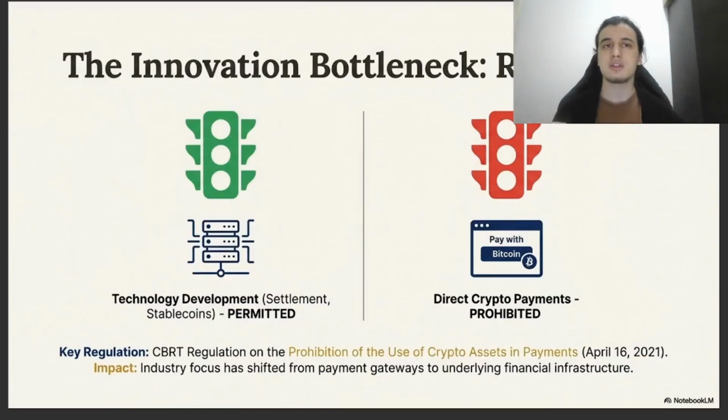The innovation bottleneck. Regulation remains the biggest non-technical hurdle, while the CBRT has prohibited direct crypto payments for goods and services since April 2021. The development of underlying technology for settlements and stablecoins is permitted.